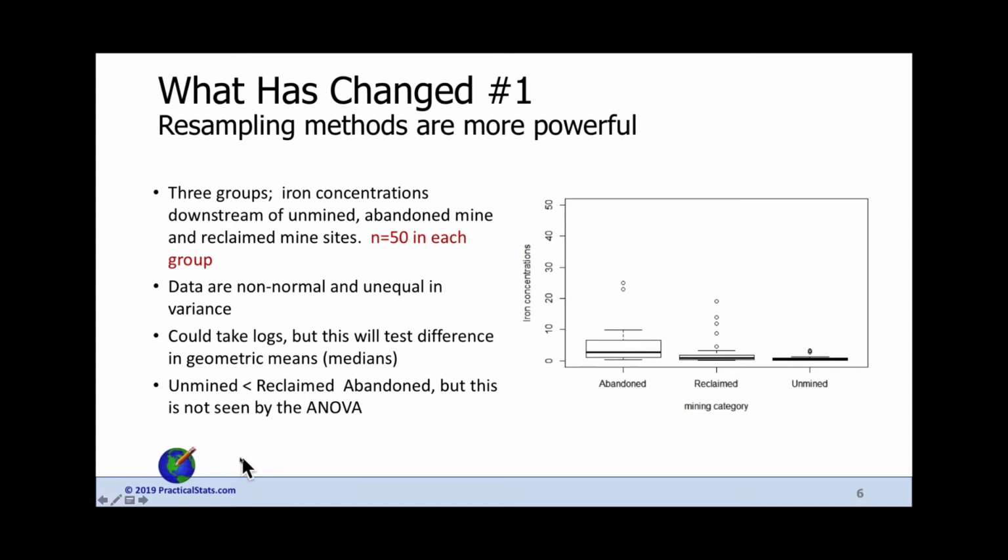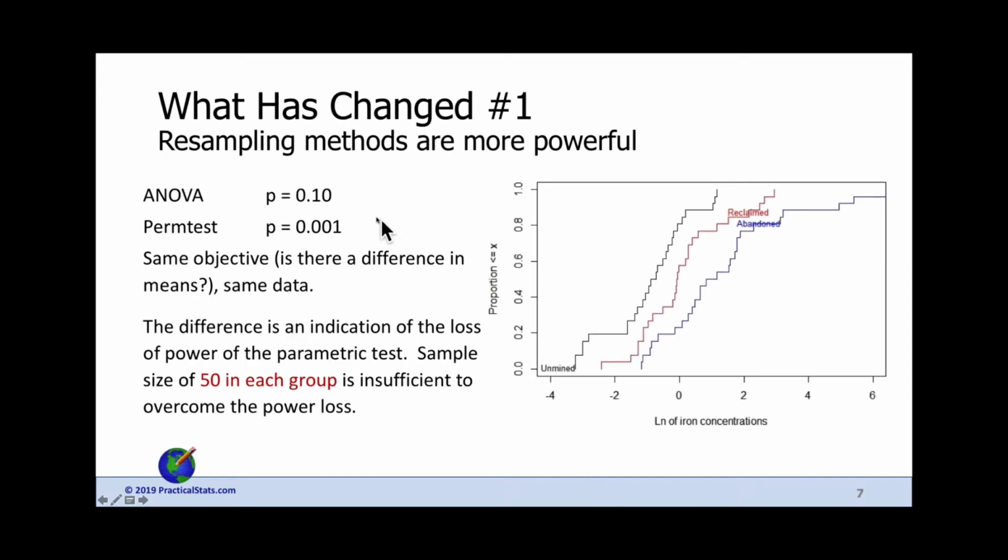So you can see that unmined is less than reclaimed, and reclaimed is less than abandoned. There should be a less than symbol in there, but this is not seen by the ANOVA. Here's the picture. These are box plots, and you can see that that relative difference certainly looks like it exists. If you did an ANOVA, the p-value is 0.10. If you did a permutation test on the same data, p-value is 0.001. So same objective, same data, big difference in results because the data are skewed. So this loss of power is a serious issue. It wasn't really solved until there was computing power to compute permutation tests.